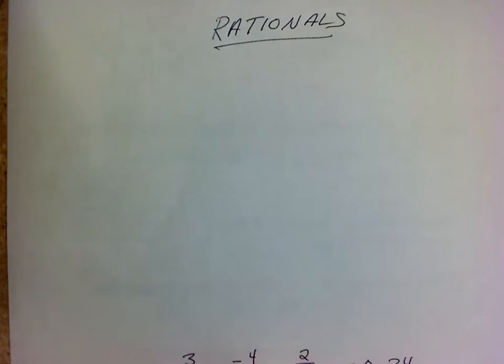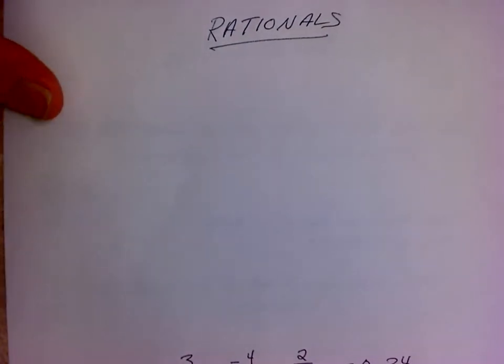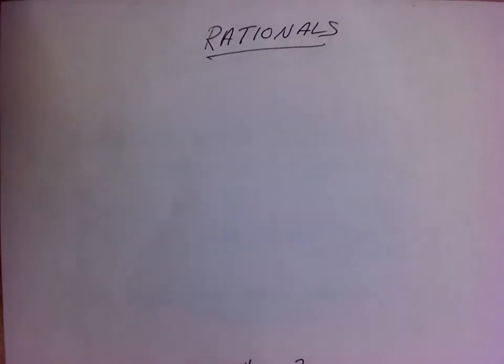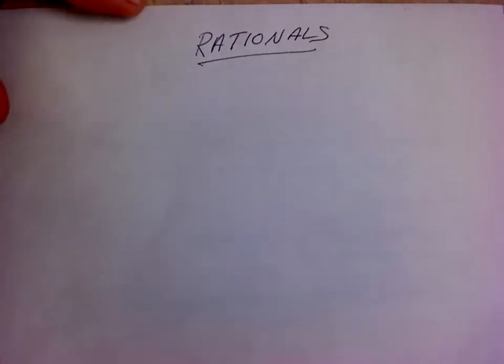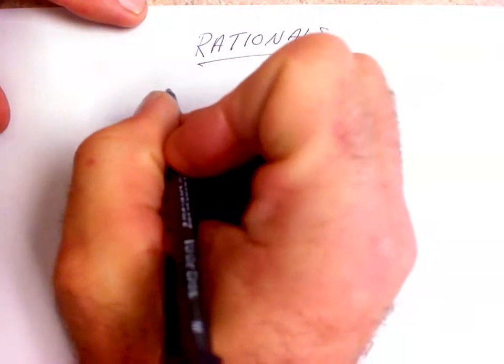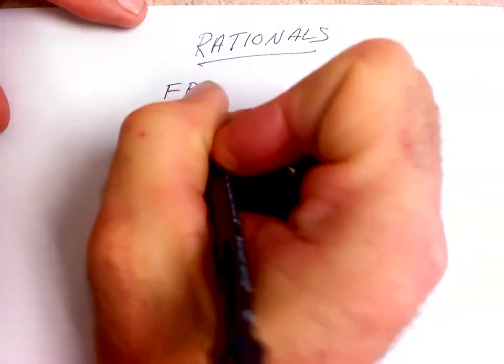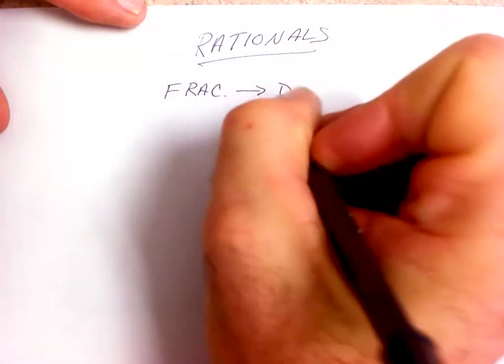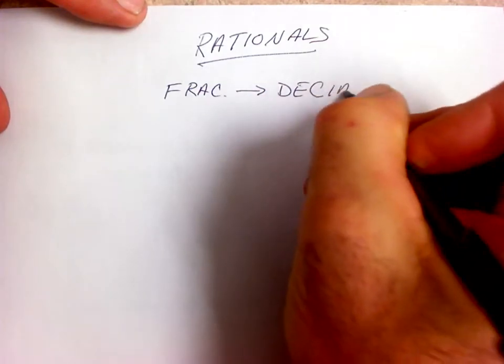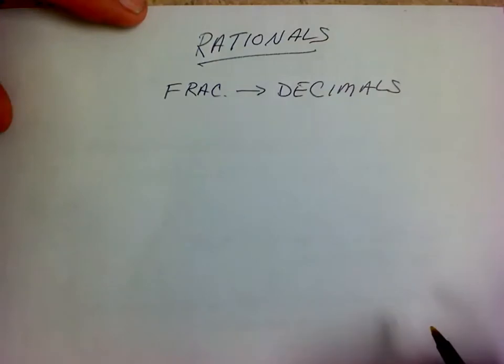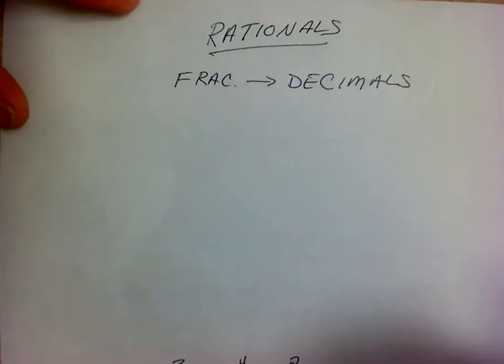Okay, so we're getting ready to start chapter 3, and chapter 3 is going to center around the rational numbers. Now, the rational numbers is not something new and great. Basically, to make things simple for you, rationals is our word we're going to use to replace fractions and decimals.